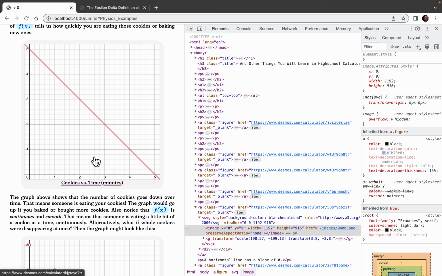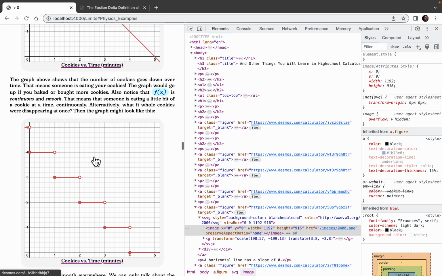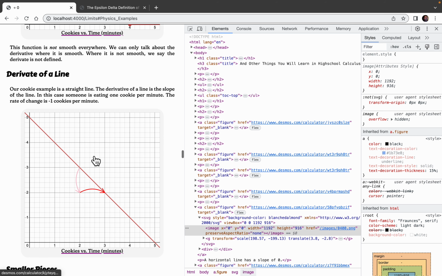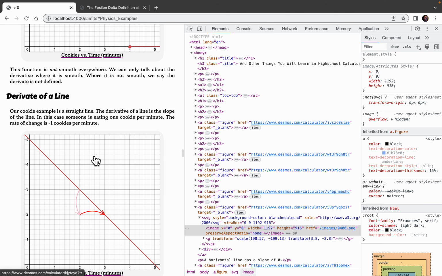Also notice that f of x is continuous and smooth. That means that someone is eating a little bit of a cookie at a time, continuously. Alternatively, what if whole cookies were disappearing at once? Then the graph might look like this. This function is not smooth everywhere. We can only talk about the derivative where it is smooth. Where it is not smooth, we say the derivative is not defined.